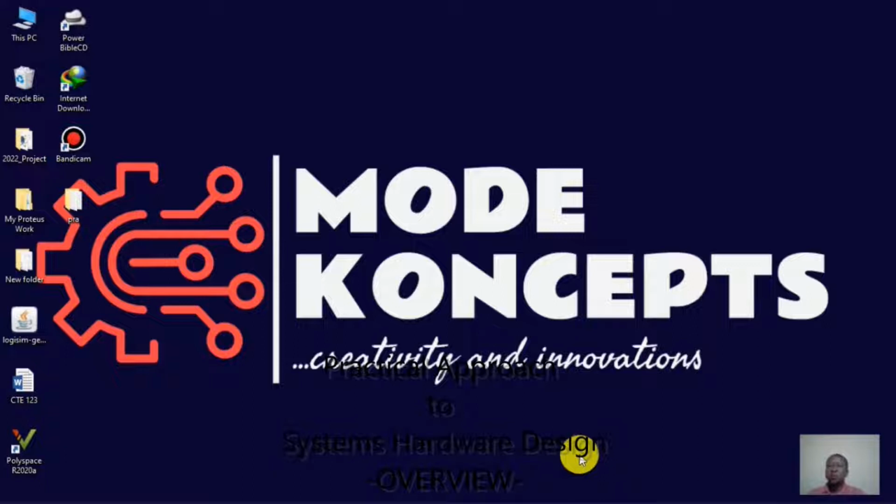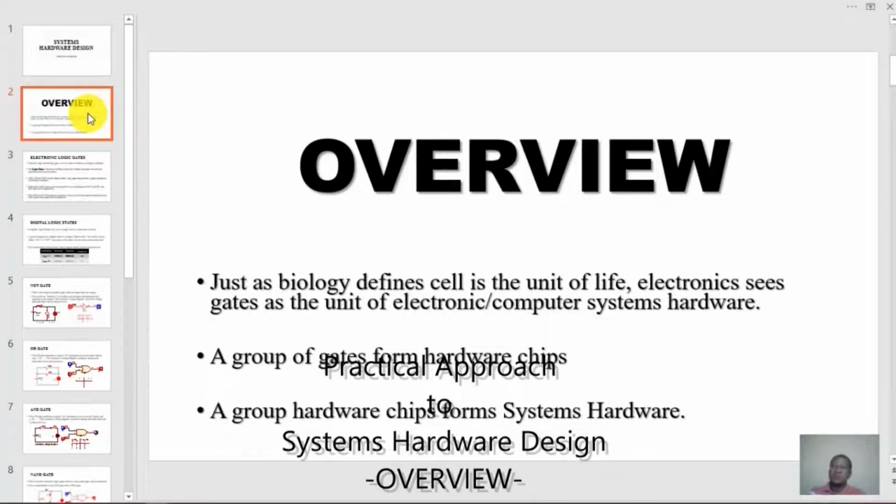In this course, we have a lot of labs to complete. But before we go into these labs, it will be good to understand what systems hardware design is. So let's just have a brief overview of systems hardware design to give us an insight into what we need to know. Let's just use biology to explain a little thing here.